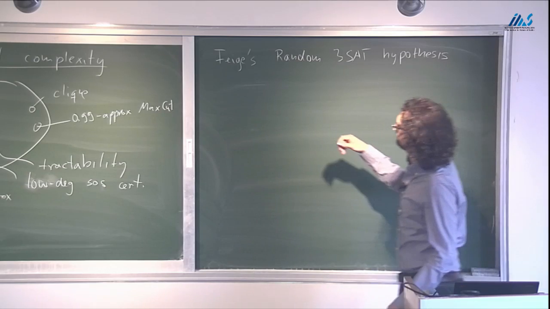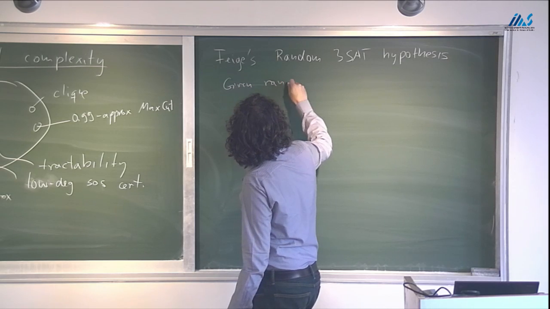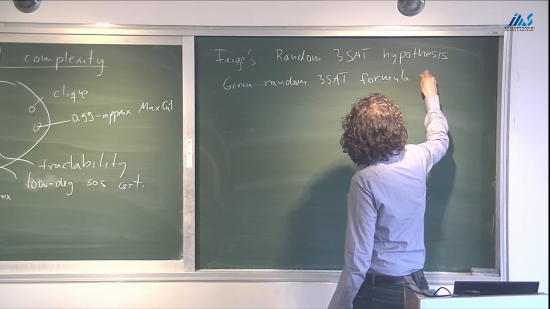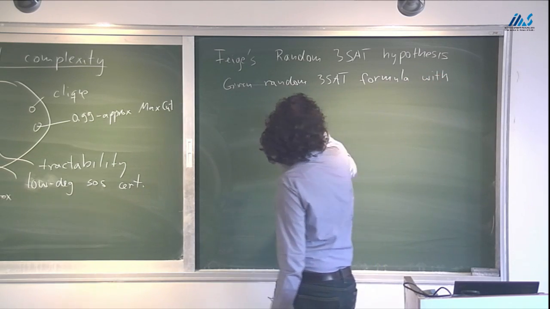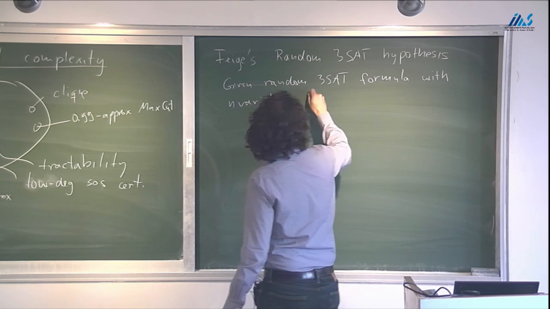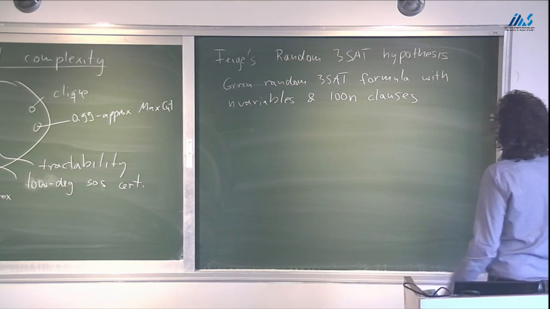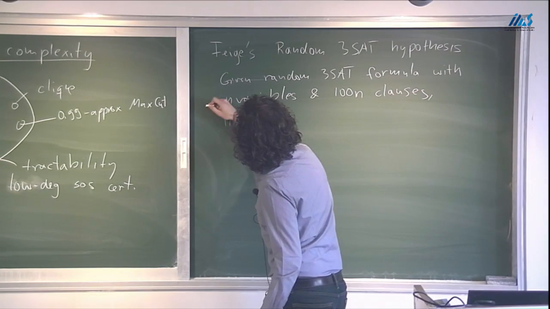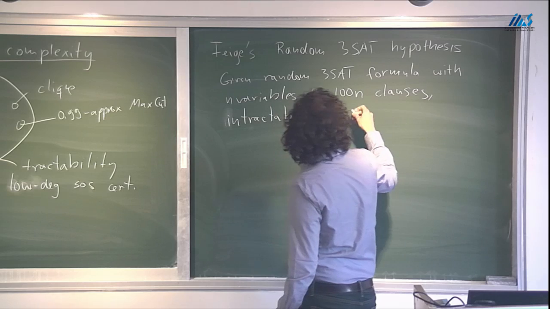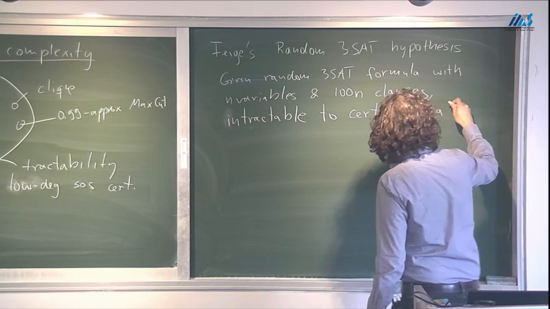The hypothesis says that given a random 3-SAT formula with n variables and, let's say, 100 times n random clauses, that's what I mean by a random 3-SAT formula, it's intractable to certify that the formula is unsatisfiable.